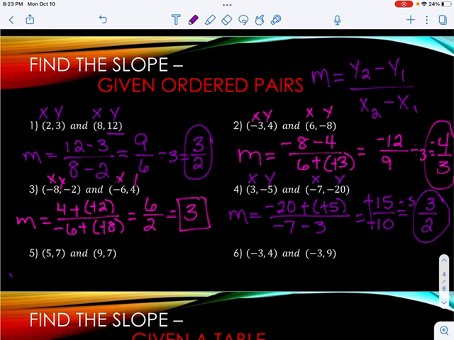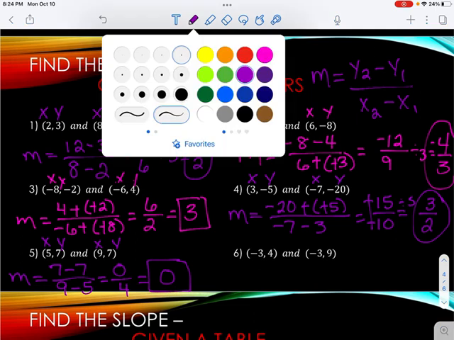Okay, number 5. So I come in here and I say, okay, here's my x, my y, x and y. So I start in and I go 7 minus 7 over 9 minus 5. Well, 7 minus 7 is 0. 9 minus 5 is 4. What is 0 divided by 4? And the answer would be 0. So my slope of the line containing those 2 points would be 0.